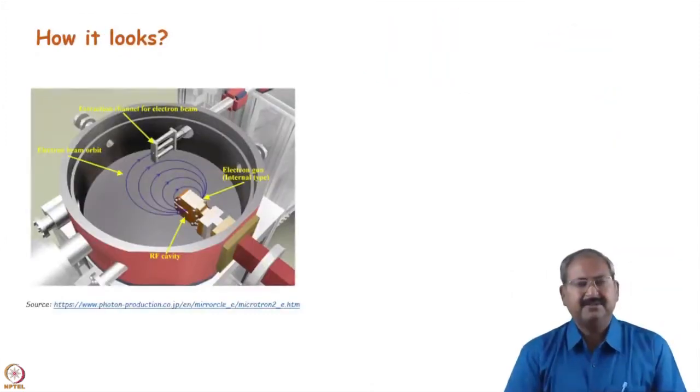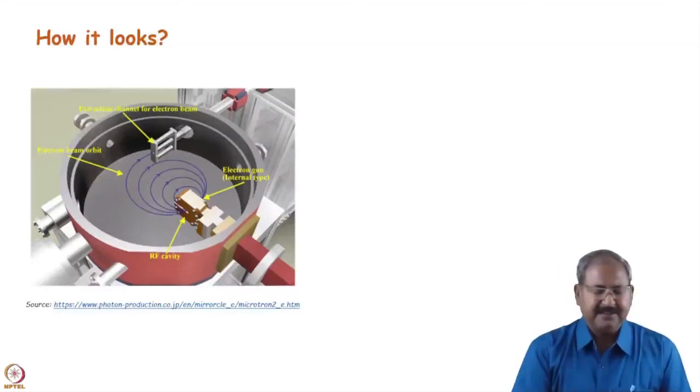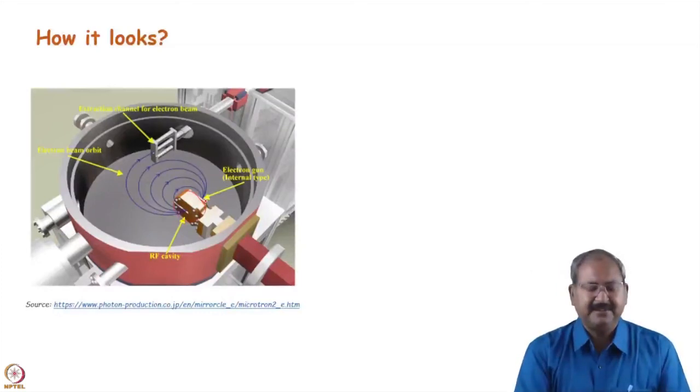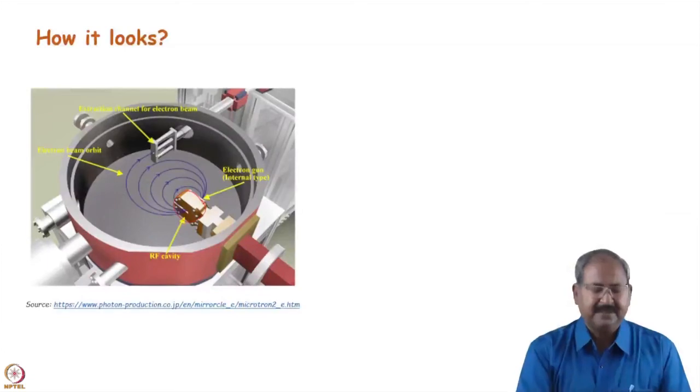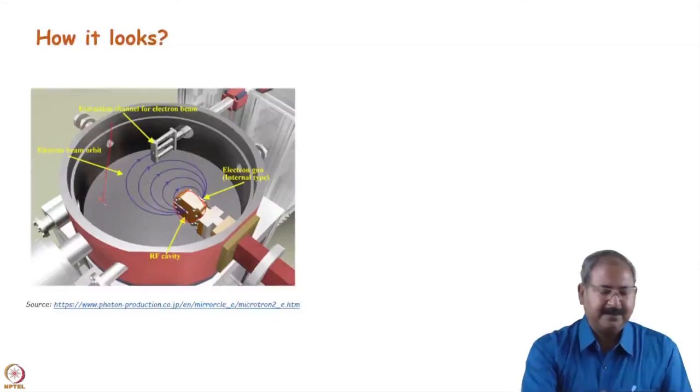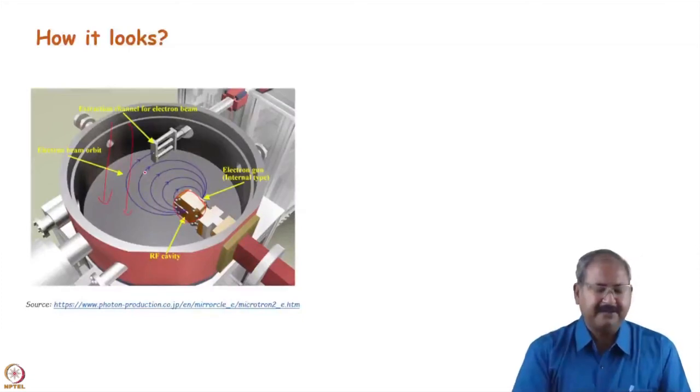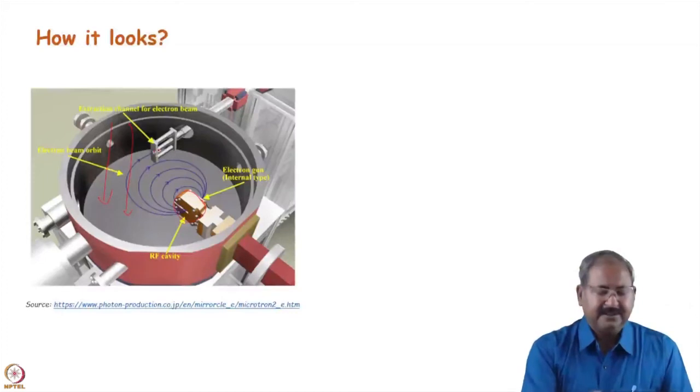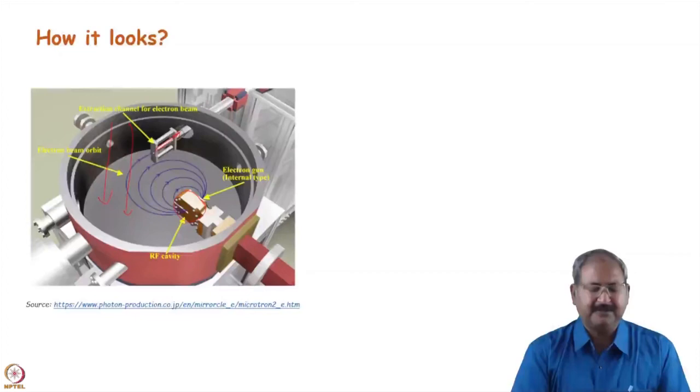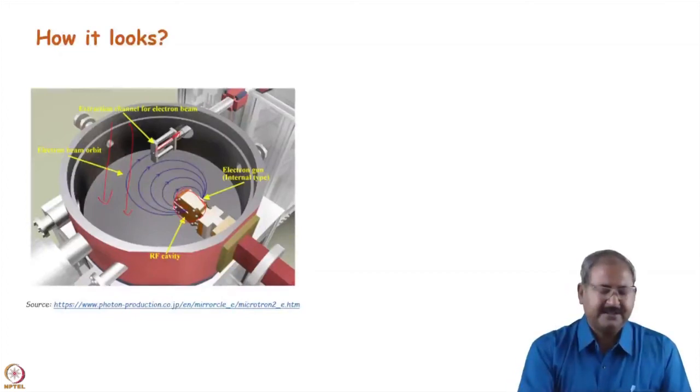Now, how does the Microtron look? You can see that inside the RF cavity there is a cathode, from which we get the electrons. And in the perpendicular direction to this, there is a magnetic field. This is the extraction channel by which electrons can be ejected out from the Microtron. And these are the orbits in this plane. As energy increases, orbit radius increases, and when it reaches the desired energy level, it exits from this extraction channel.